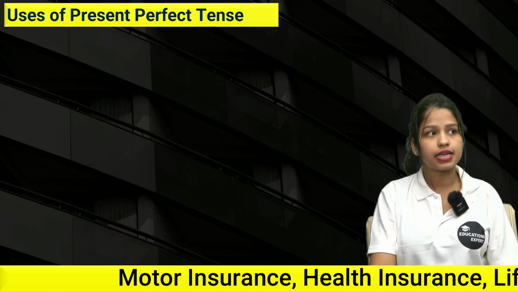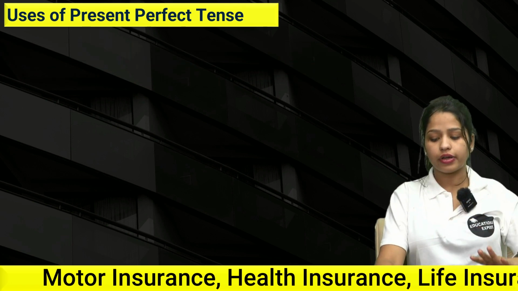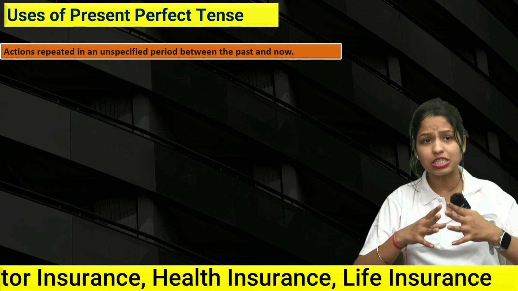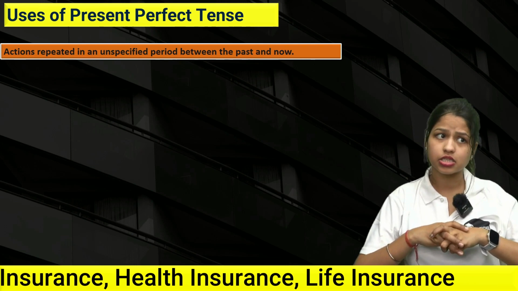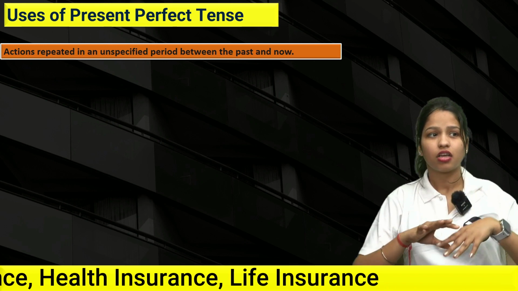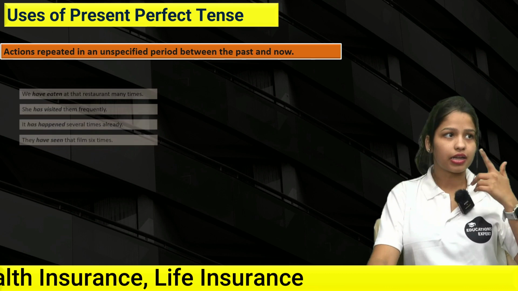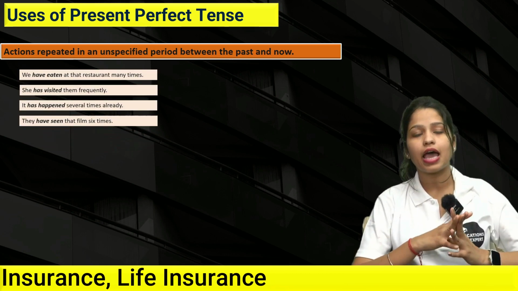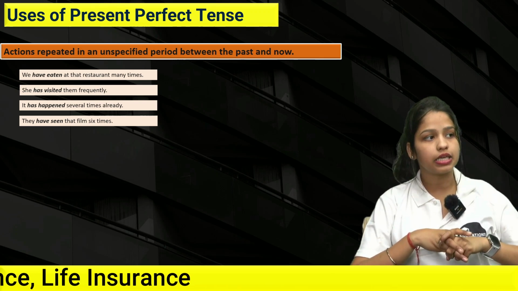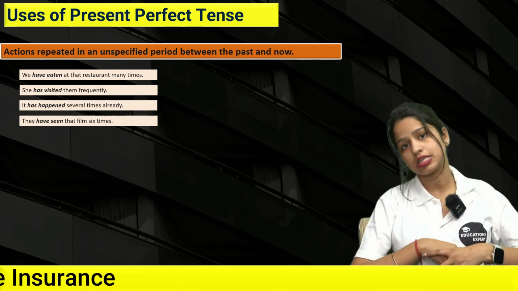Now let's understand another use of present perfect tense, which says action repeated in an unspecified period between past and now. So when the time period is unspecified, between the past and the now, at that time we use present perfect tense. How? We have eaten at the restaurant many times. She has visited them frequently. It has happened several times already. They have seen that film 6 times.